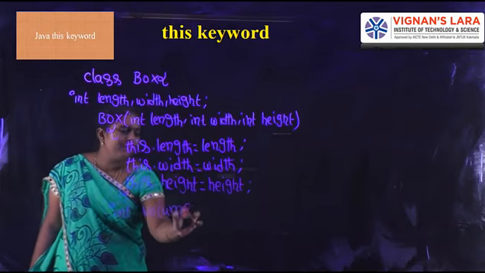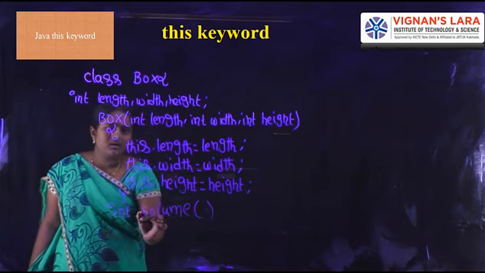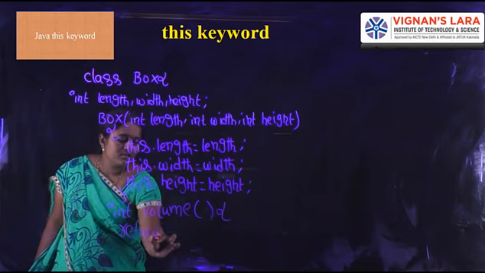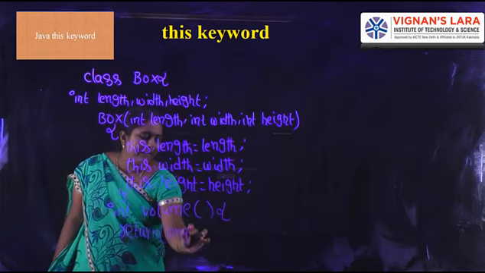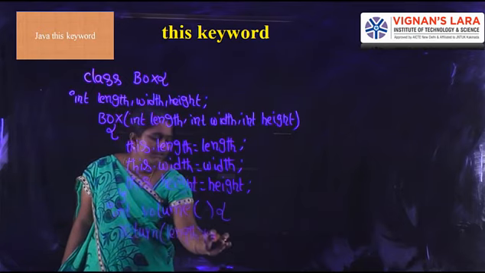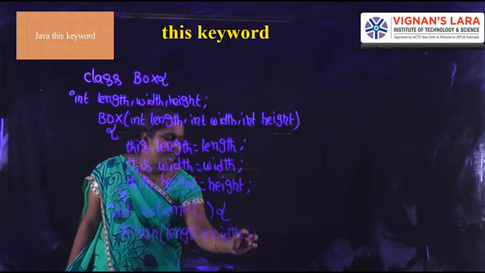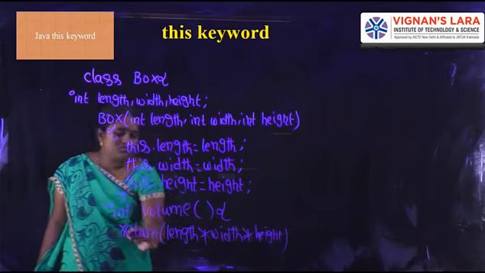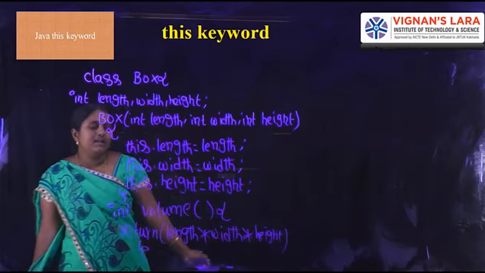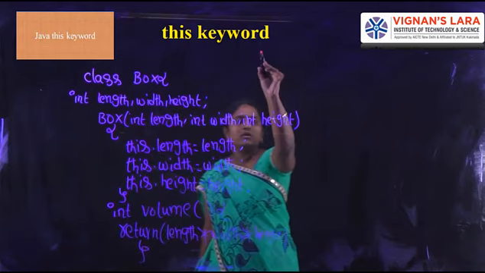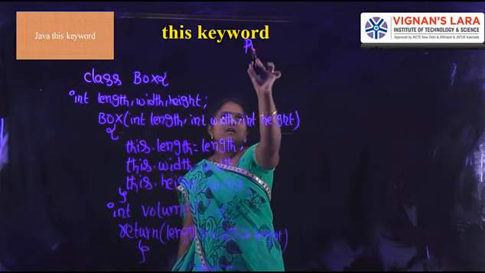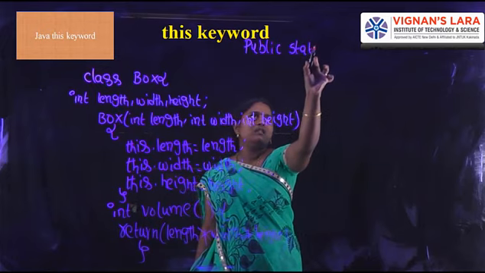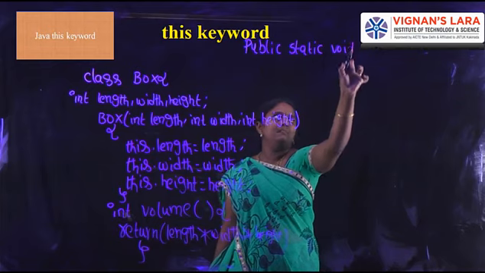Next, int volume, I am defining one method. Here volume is our method name. In this method, return length into width into height. Then I close the method body. Next, the main method. Already we know that the main method has keywords: public static void main.